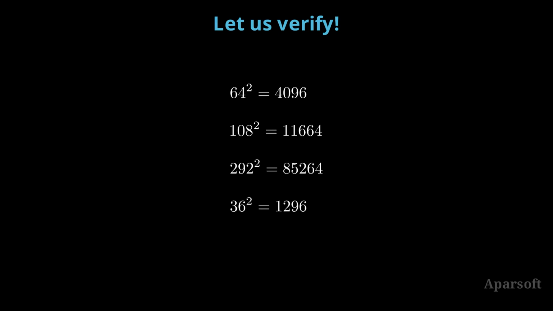Let us double check by actually computing. 64 squared is 4096, ends in 6, just as we predicted. 108 squared is 11664, ends in 4, confirmed. 292 squared is 85264, ends in 4, confirmed again. And 36 squared is 1296, ends in 6. Our pattern works perfectly. And there we have it. 108 squared and 292 squared both end in the digit 4.